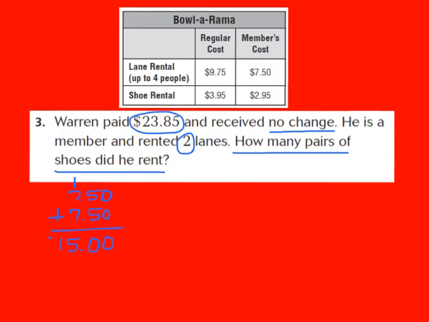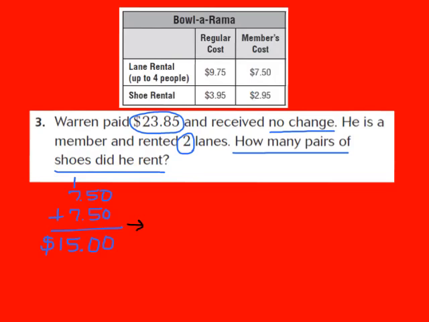So what I know is, in order for Warren to rent the 2 lanes, it cost $15. Now, I also know, once again based on the problem, that Warren paid $23.85. So my next step is going to be this. I'm now going to take my $23.85, and from that I'm going to subtract the $15, which was how much it cost to rent the 2 lanes.